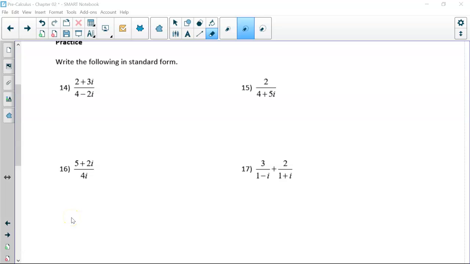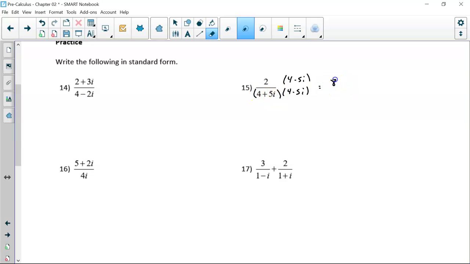Welcome back to section 2.4. We're going to continue with problem number 15. We're going to get rid of I in the denominator. To do that, because we have two terms, we're going to multiply by the complex conjugate, which is 4 minus 5I in the numerator and denominator. We're just really multiplying by 1, which is why we're not changing the value and why it's allowed.